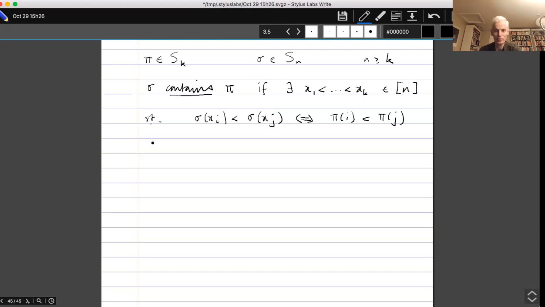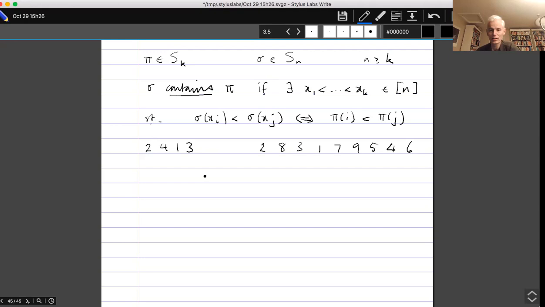Maybe to illustrate that with an example, let's take pi to be the permutation 2, 4, 1, 3. That's not cycle notation there. That means in this thing, I want 1 to map to 2, 2 to map to 4, 4 to map to 1, sorry, 3 to map to 1, I mean, and 4 to map to 3. And now I'll take a permutation of 9 elements. So I'll go for 2, 8, 3, 1, 7, 9, 5, 4, 6, let's say.